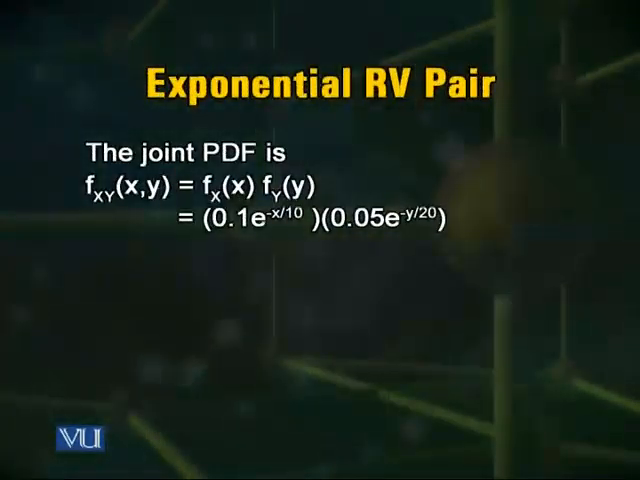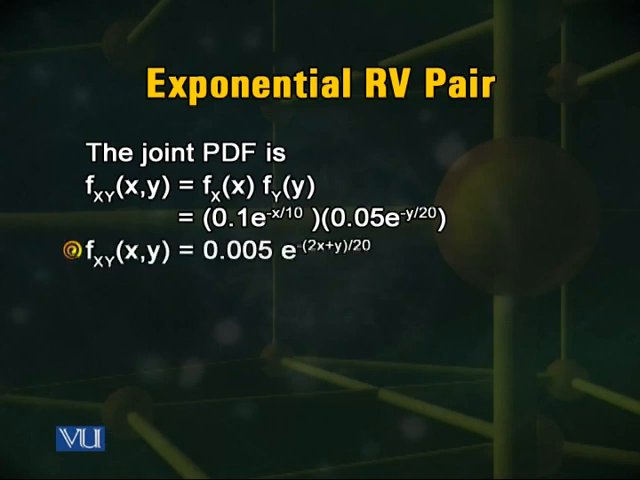So the joint density of the two random variables x and y comes out to be 0.1 e raised to power minus x over 10, which is the density of random variable x, times 0.05 e raised to power minus y over 20, which is the density of random variable y. So joint density comes out to be 0.005 e raised to power minus, and in the parentheses, x over 10 plus y over 20. You can simplify this formula, and we are going to use this simplified formula to find probabilities of different interesting events.